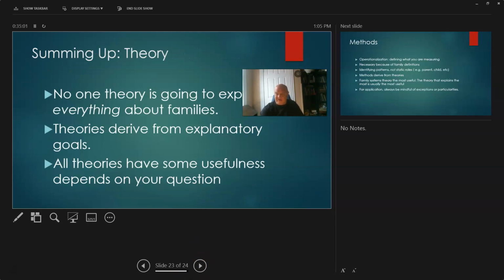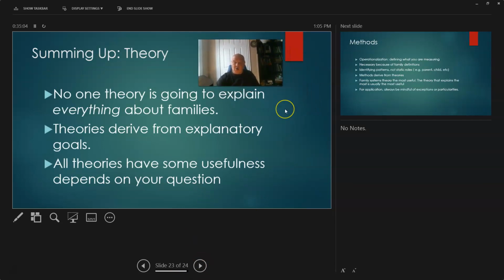So how do we sum all this up? No one theory is going to explain everything about families. Theories derive from explanatory goals. If I'm going to know how best to advise or recommend a line of action towards somebody who's having a problem, maybe with substance abuse or mental illness in a family, your explanatory goals are going to be different than if I'm looking at large-scale divorce patterns.